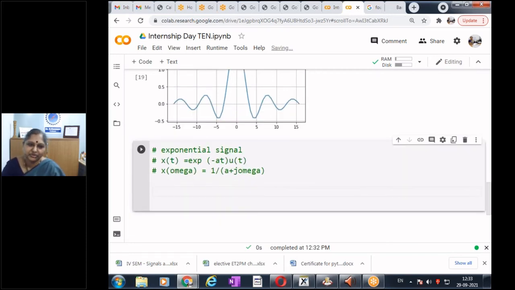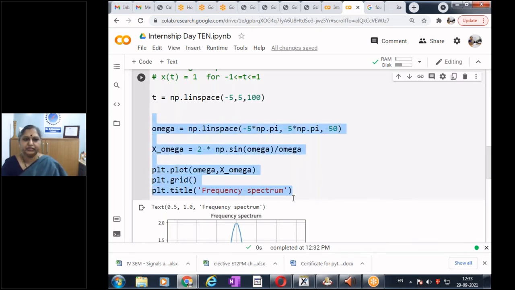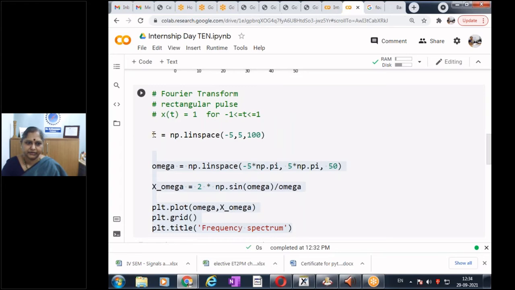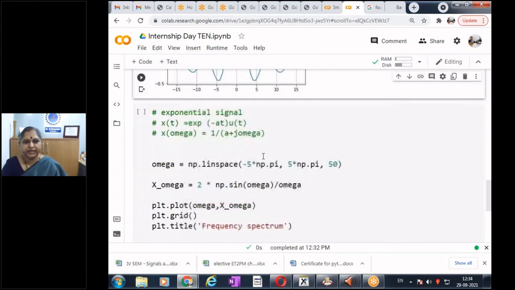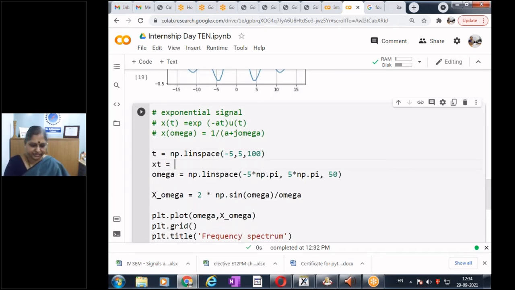So now what we will do is keep the same omega like before. I'll define my omega, get it from before and put it here. Let me also get my t and put it here, and xt. What is my xt? np.exp(-a*t). And now I also need to define my time from 0 to something.